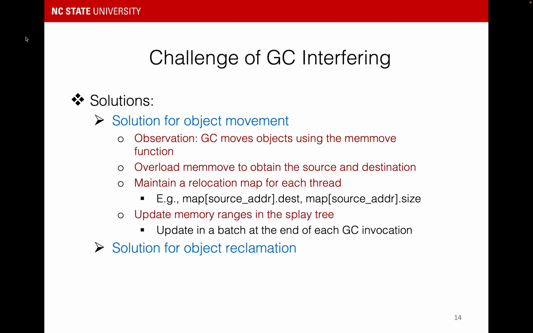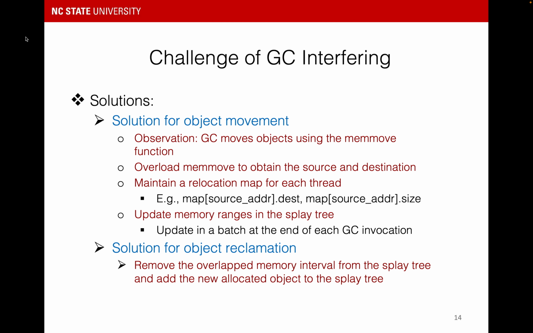Next, the scenario of GC reclamation is simple. Whenever a memory interval is allocated for a new object and that memory interval overlaps with any existing memory intervals in the splay tree, DJXPerf can just remove the overlapped memory intervals from the splay tree and add the newly allocated objects to the splay tree.